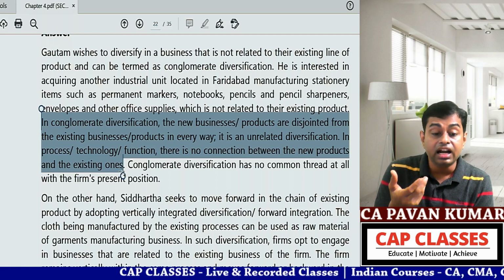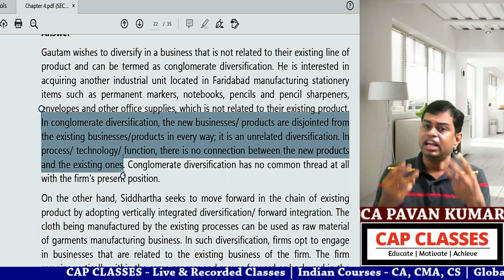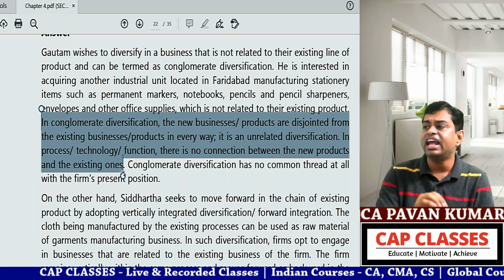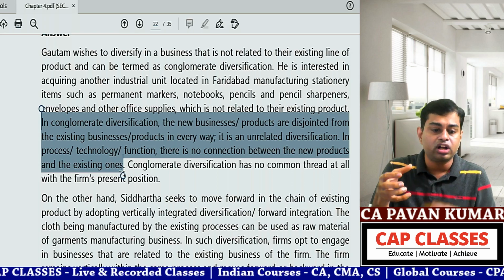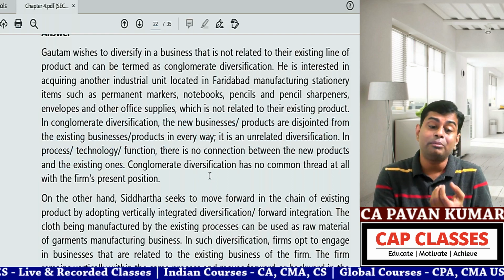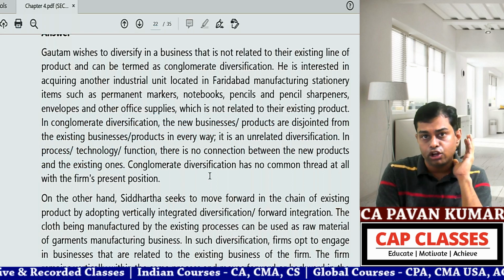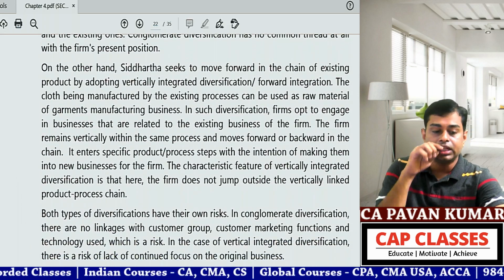Because it is unrelated diversification. In process, in technology, in function, in marketing, in know-how, there is no connection between the new product and the old product. Conglomerate diversification has no common thread at all. Between your old business and new business, there is no common thread at all. This is first brother strategy.